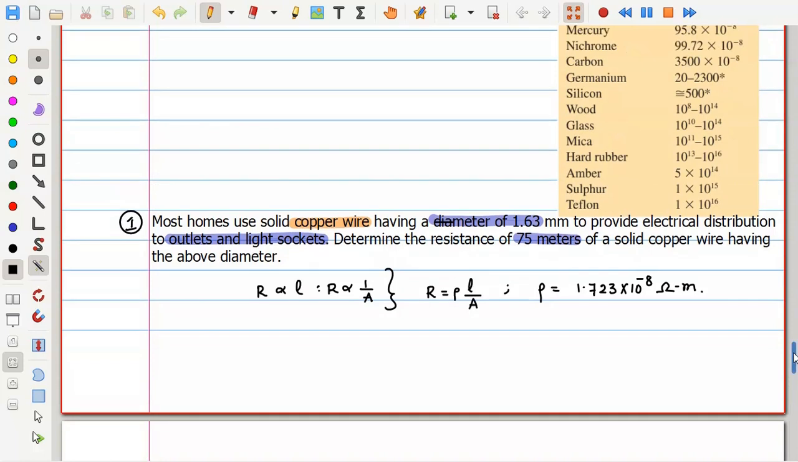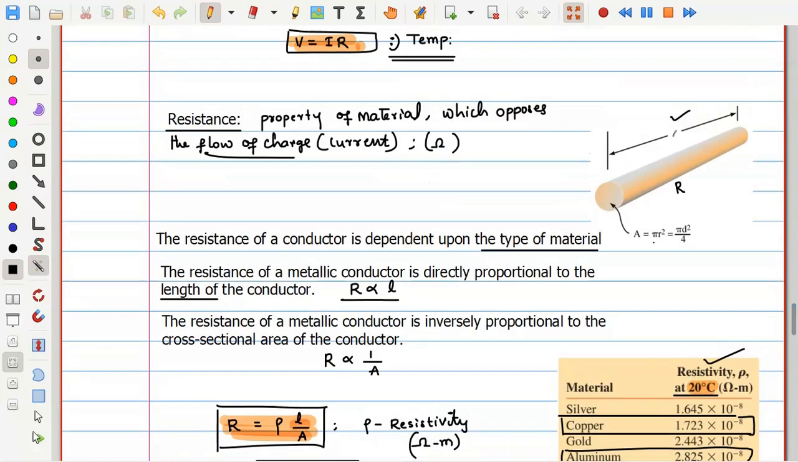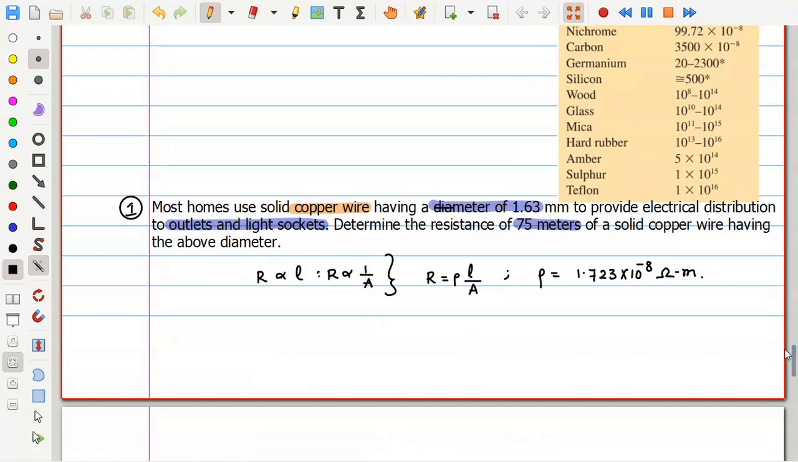Now what else is given here? The diameter is given. See that area of cross section can be written as pi r square or simply pi d square by 4. So this is the area of cross section for a circle. This is the circular solid conductor, whose area can be computed as pi r square if radius is given. If diameter is given, you substitute r is equal to d by 2, so that you will get d square by 4. So now I can calculate the area of cross section as pi d square by 4.